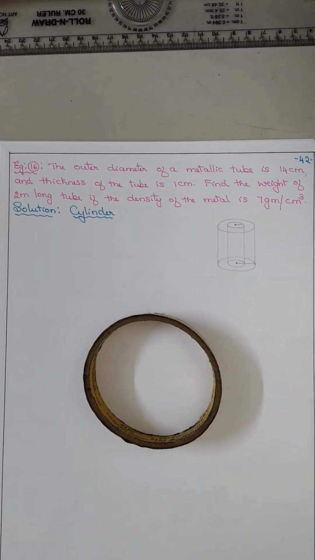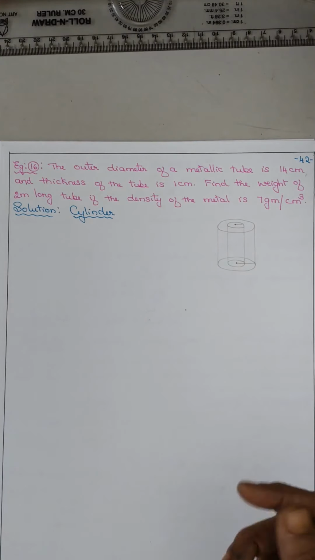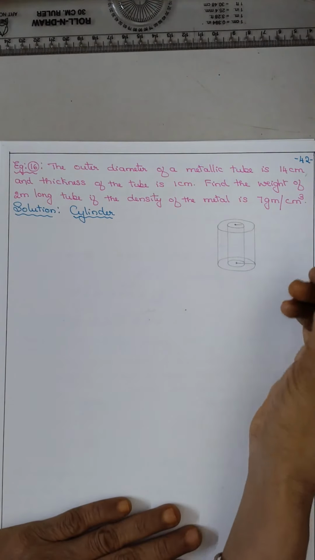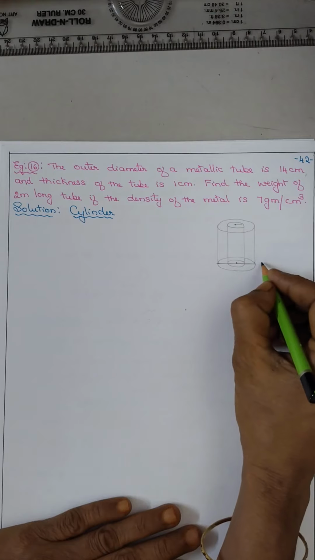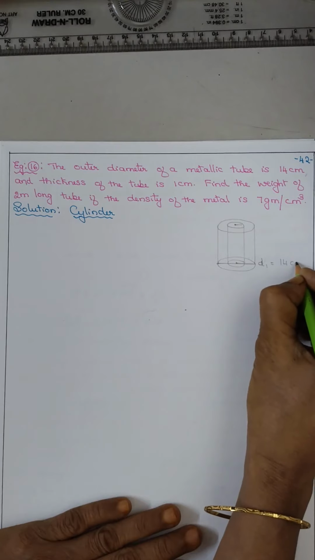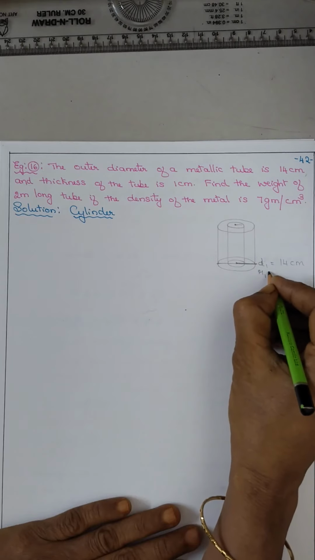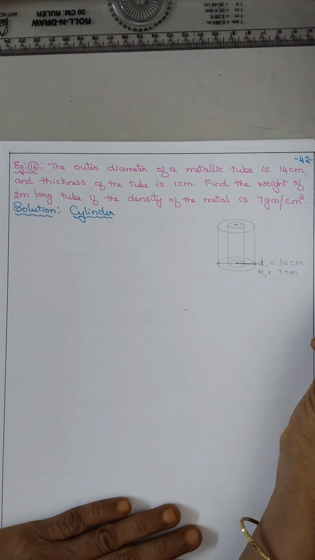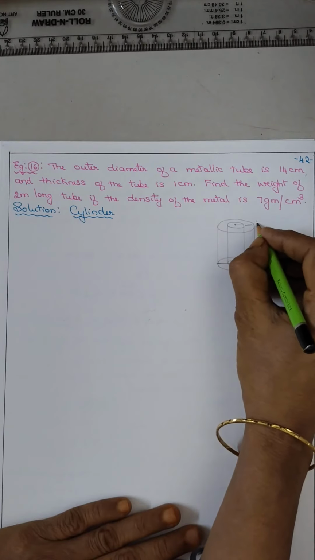So first find out the volume. But for the volume we have to do the calculations. So first it is given the outer diameter. So this full outer diameter is given. How much? 14. D1 is given as 14 centimeter. So you have to find out only the outer radius R1. It will be 14 by 2, that is 7 centimeter. Now thickness is given. This thickness, how much? 1 centimeter.